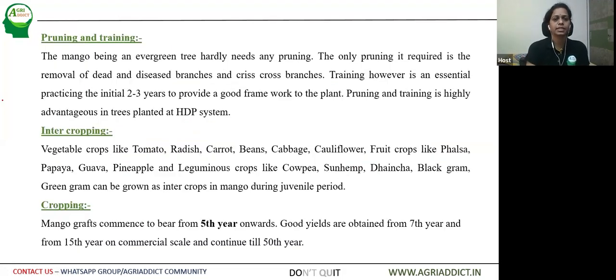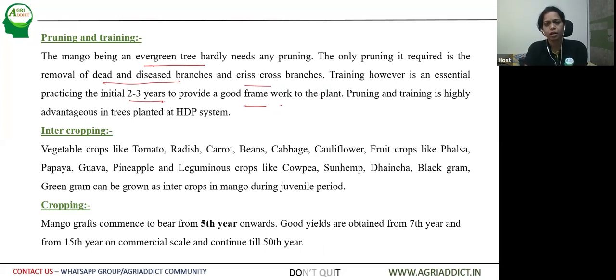Then comes pruning and training. Mango being an evergreen plant hardly requires pruning. Pruning is usually the removal of dead or diseased branches and crisscross branches in the early stages. However, training is essential in the initial stages, during the first 2 to 3 years, in order to provide a good framework for the plant.